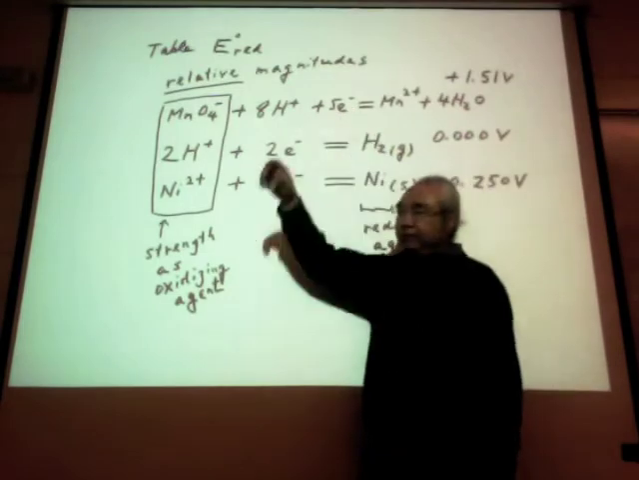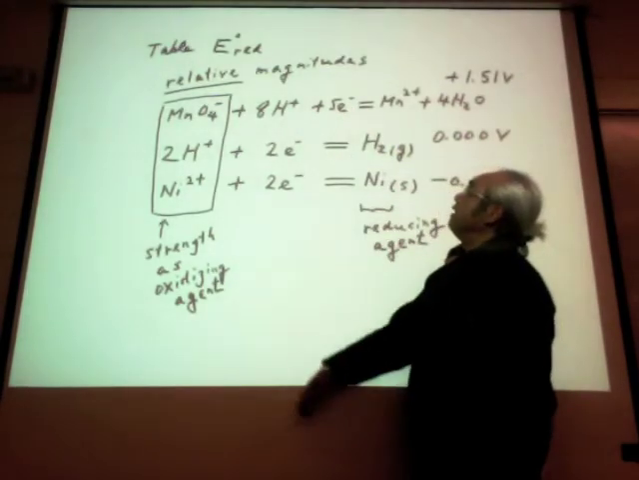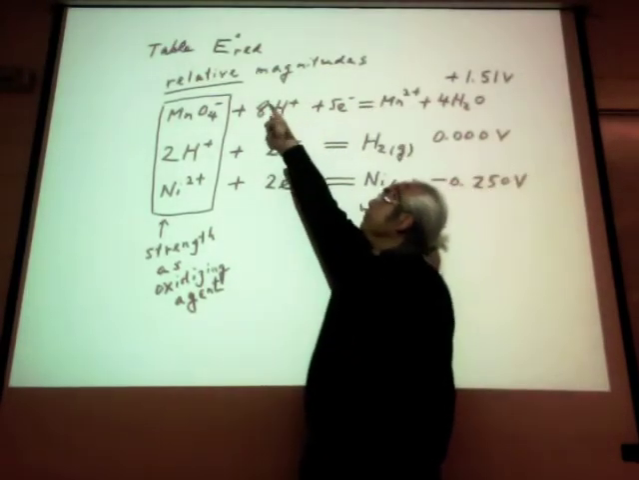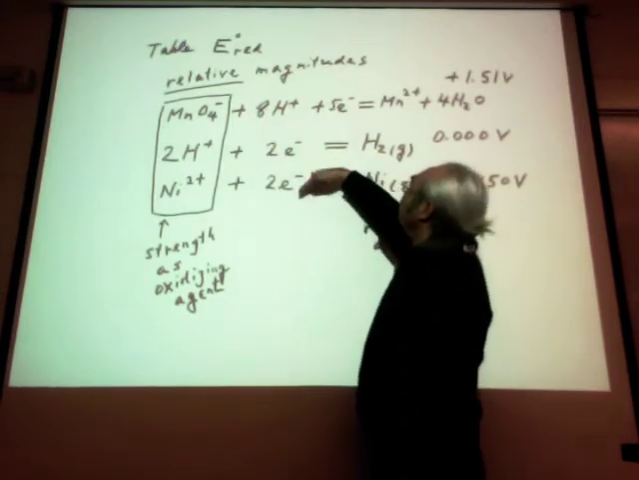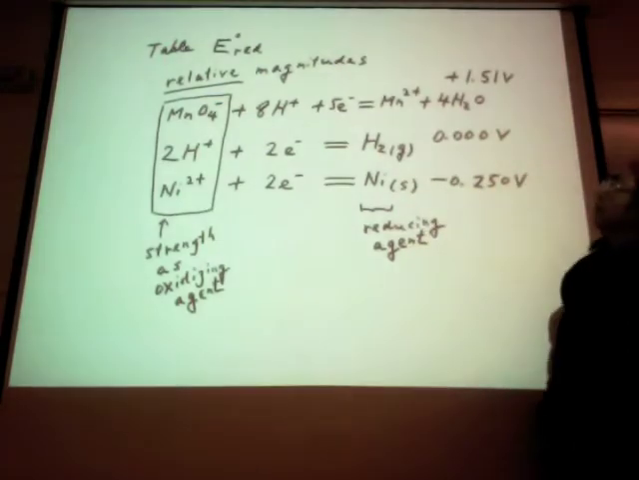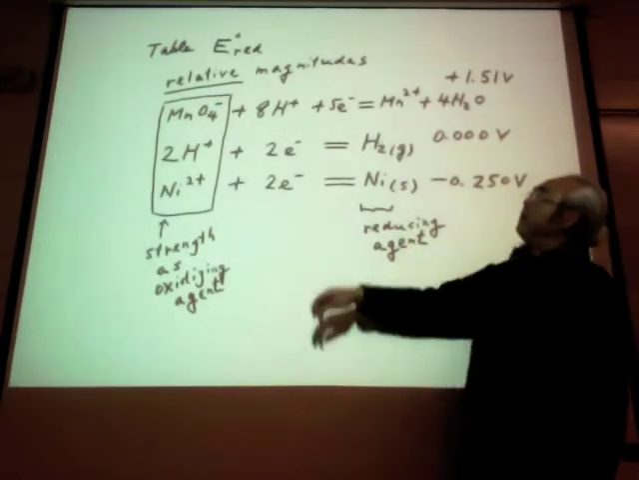Okay, when you read the potentials table, the table is written for E naught reduced. So all the reactions, all the half reactions, are written in a reduction format.